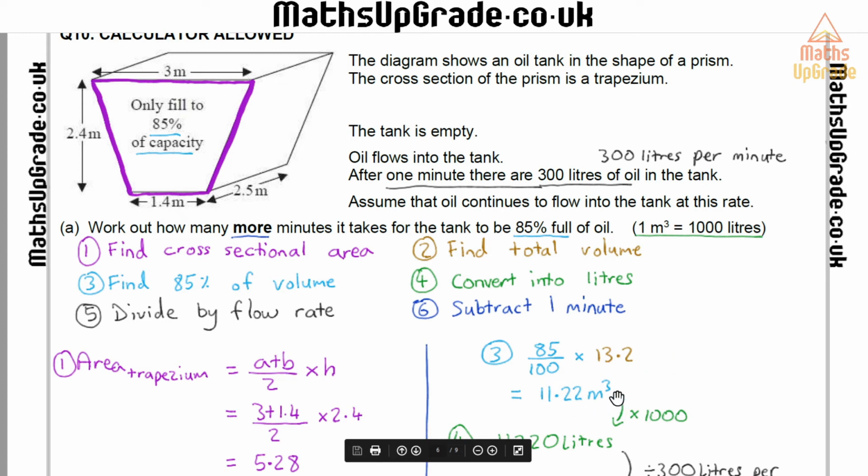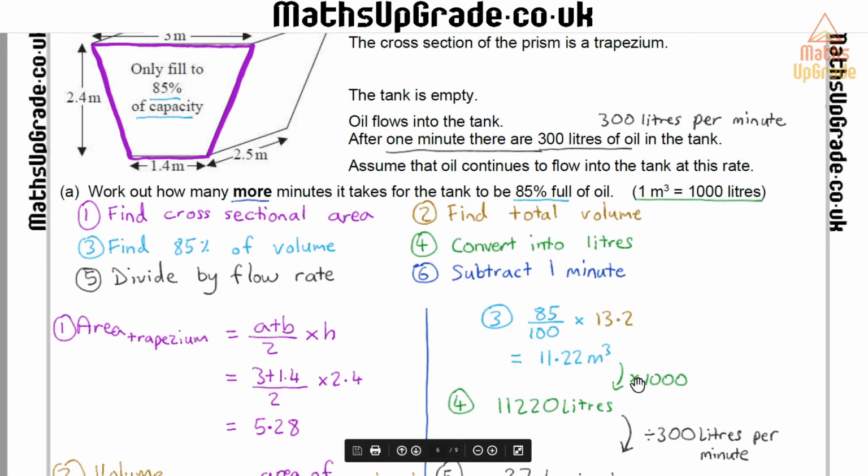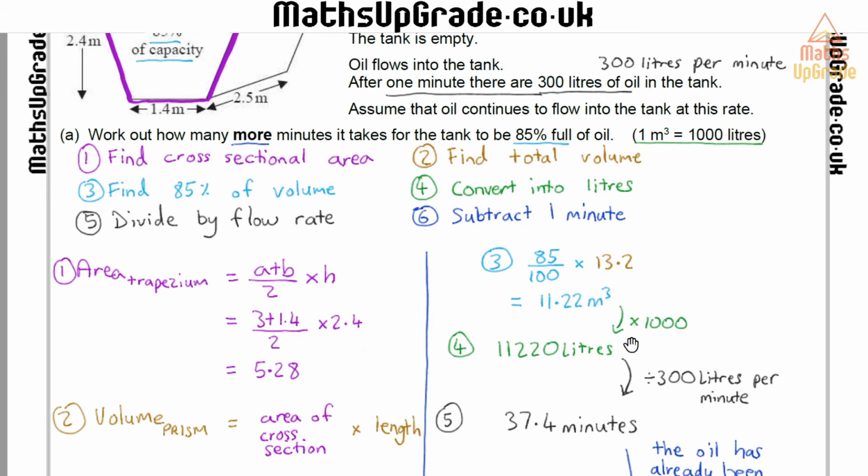Now that's in meters cubed. I'm told the flow rate here in liters per minute. So I'm going to convert this volume into liters as well. I'm told that 1 meter cubed is 1,000 liters, which you may not necessarily be told in the exam, so make sure you remember this. So times that by 1,000 and I get 11,220 liters.